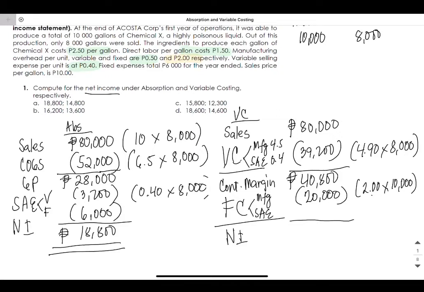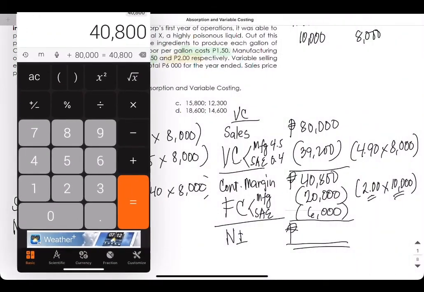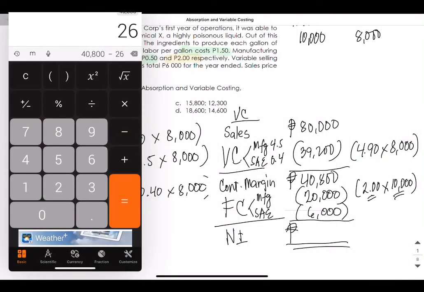But for the meantime, you just have to remember that in determining the fixed overhead cost, if the given is the rate, which is 2, you have to multiply it by the number of units produced, not sold. So 2 times 10,000, that is 20,000 pesos. And then again, deduct the 6,000 pesos. So 40,800 less 26,000. Sumobra. So we have 14,800.